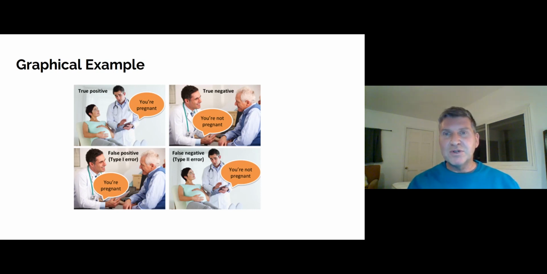Looks to the elder gentleman and says you're not pregnant. Okay, so that's what we would expect. So a false positive, which is a type 1 error, is when the doctor says to the elder gentleman that you're pregnant, when actually there's no visible chance that he's pregnant in this example. The other one would be a type 2 error, where we have a false negative. And this is where the doctor says to the pregnant lady that she's not pregnant.